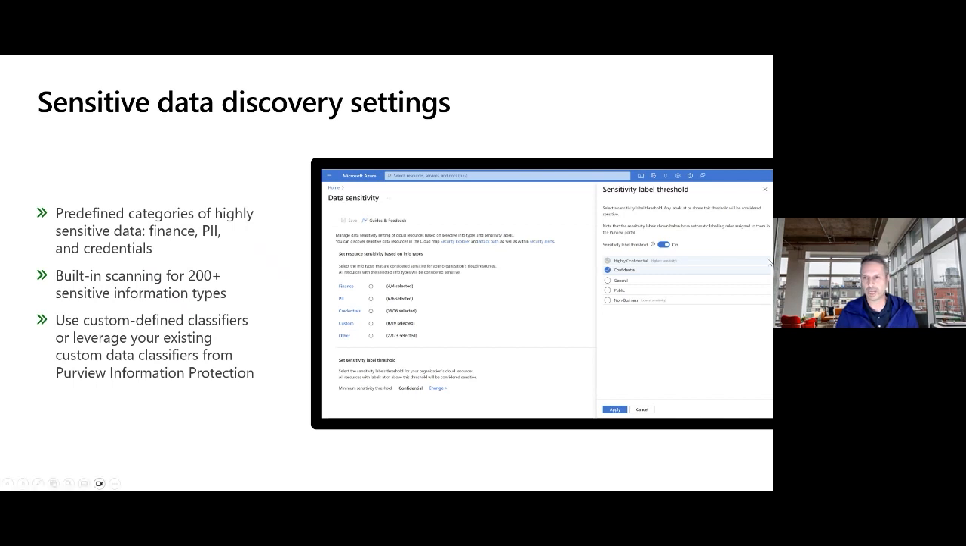Same goes with the labels. We will ingress all the labels that you define within Microsoft Purview Information Protection, and we will identify if those labels match any of the resources that we are currently scanning for sensitive data, and of course, we will flag it for you. We will identify the top used sensitive label, and we will use that to flag that specific resource.